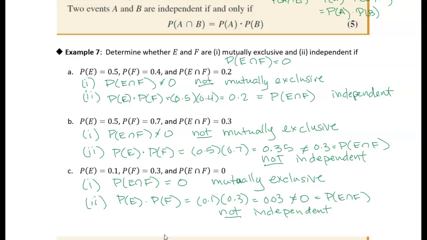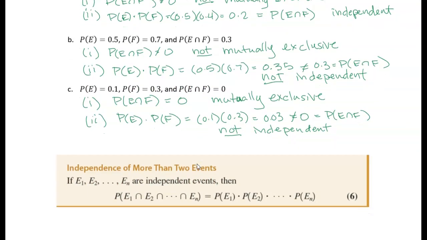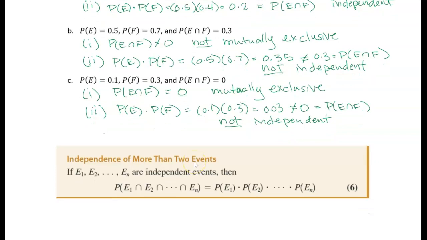All right, so this last thing I'll just mention, we can also test for independence of more than 2 events. Okay, so if we have more than 2 events, again, and they're independent, then we can just multiply their probabilities. Okay, so I think that's fairly straightforward.